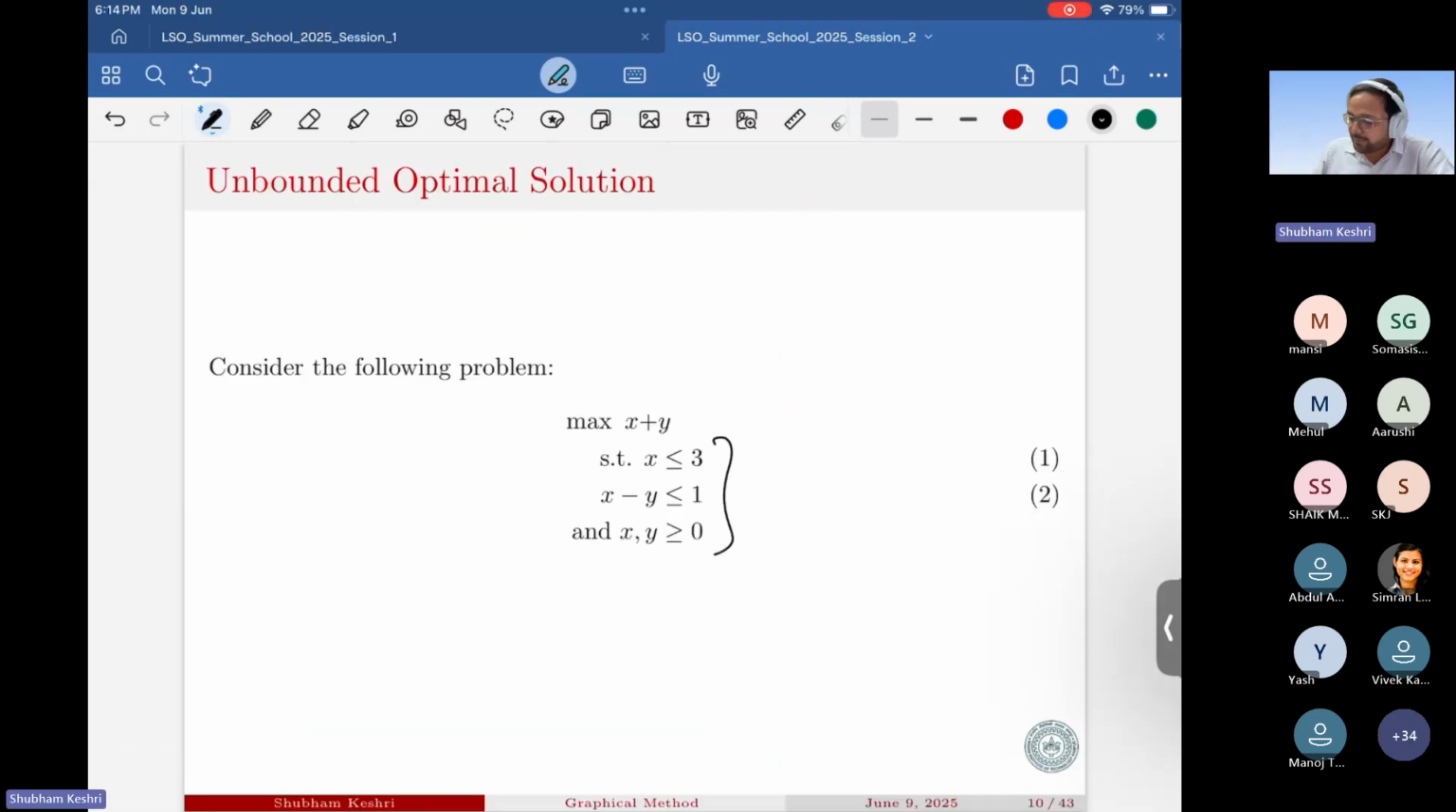Now again, the same constraints, but the objective function I have changed, which is now x plus y.